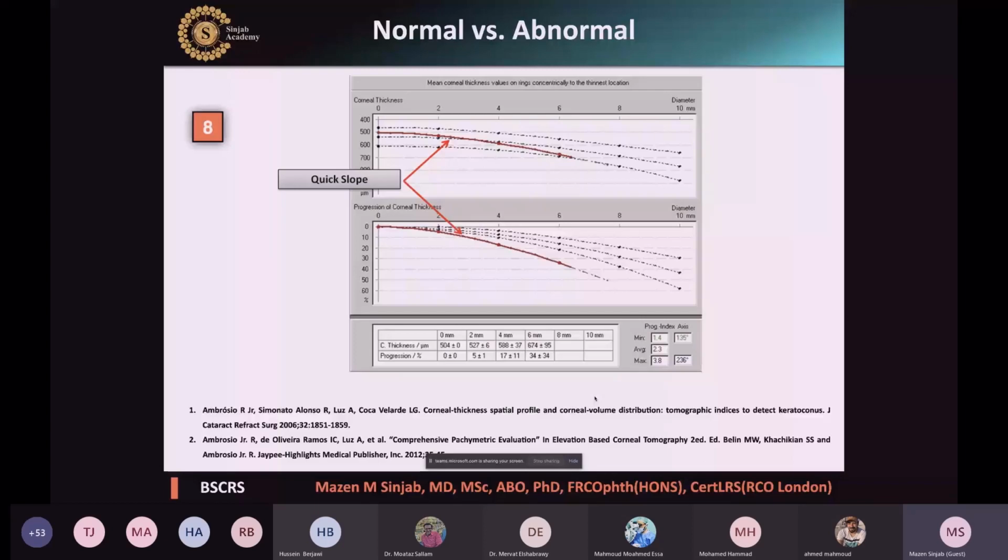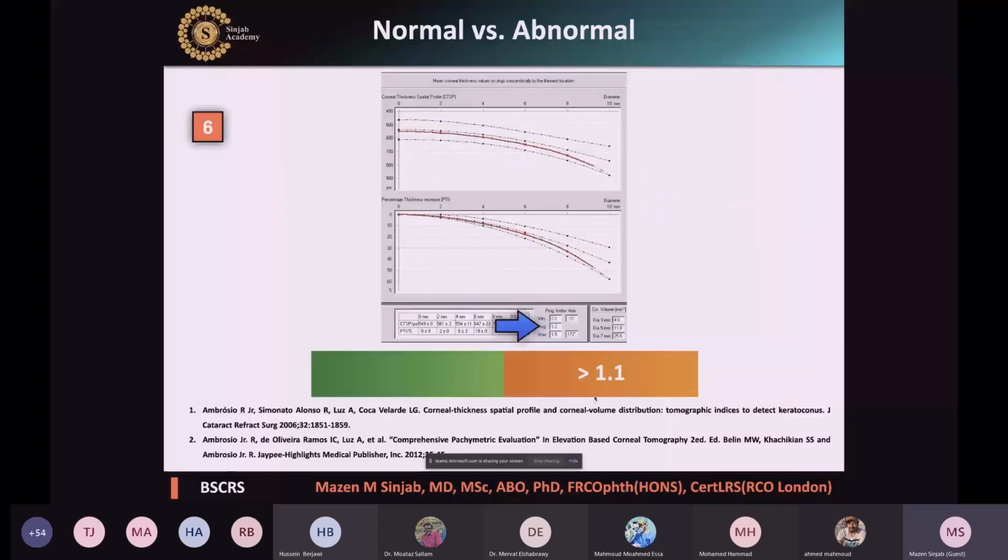Then we come to the thickness profile, which describes the gradual increase of thickness starting from the thinnest location towards the corneal periphery. So if there is a quick slope, which means that the captured cornea is increasing in thickness very quickly from the thinnest location to the periphery, this means that it is abnormal. And this is the average of increase. It should be less than 1.1. If it is more than 1.1, it is considered as abnormal.